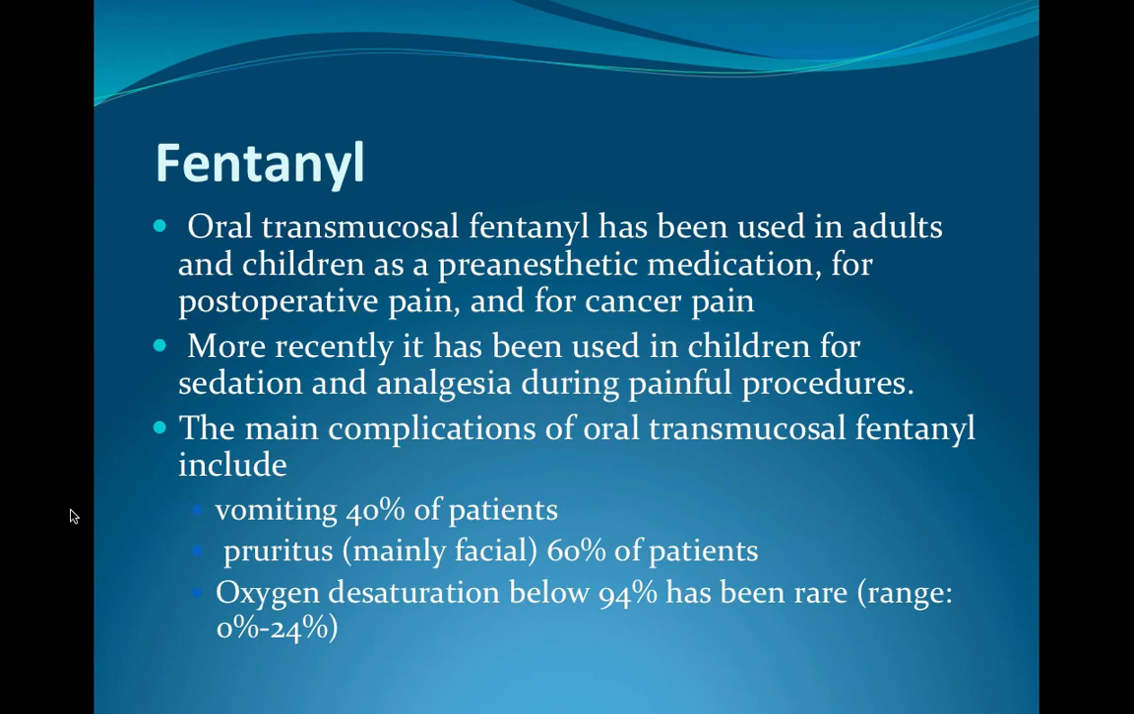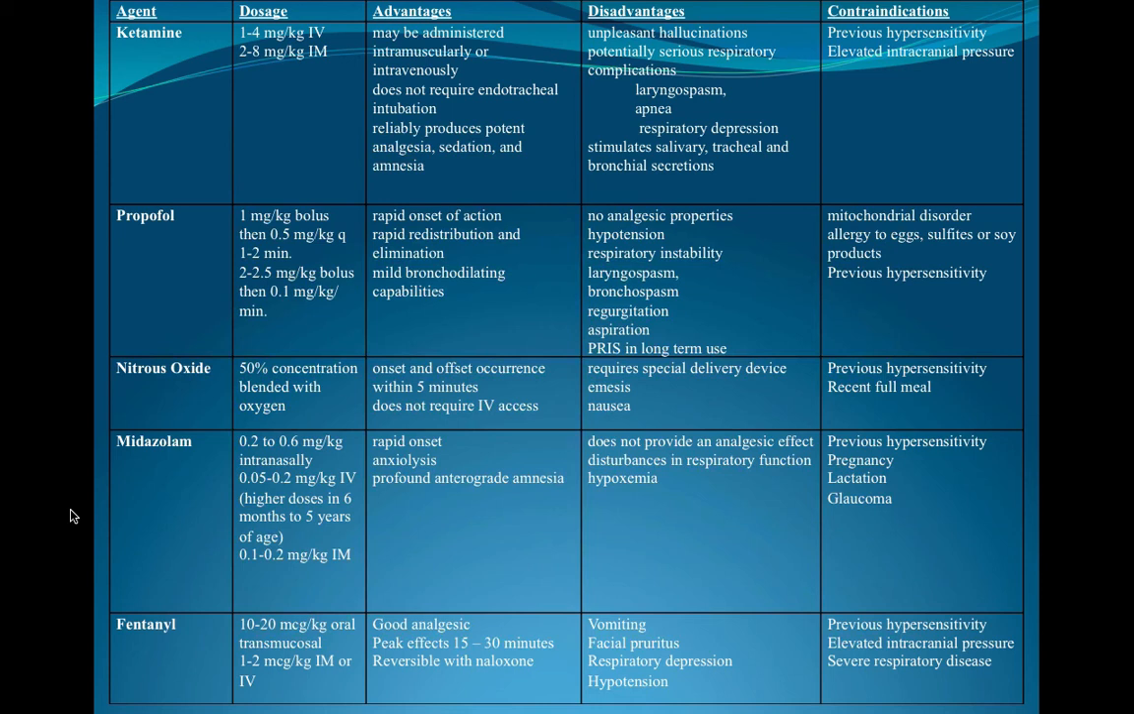Oxygen desaturation below 94. It's been rare, but it occurs. Remember, we want the children to be at 95, right? All the time. This is a very busy slide, but I tried to summarize that. So advantages, disadvantages, propofol, etc. Again, I prefer Special K, but everybody has to choose their own thing, okay?